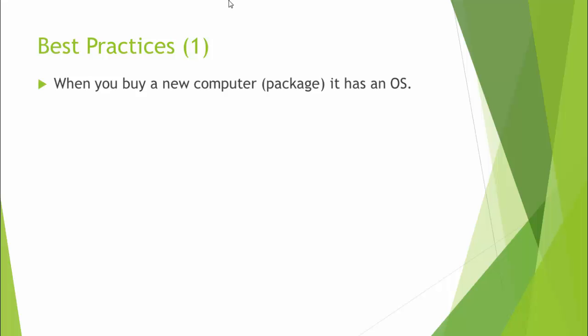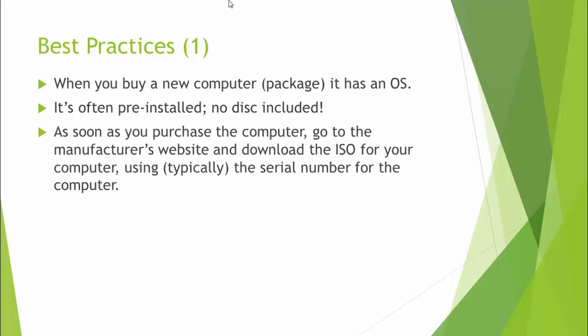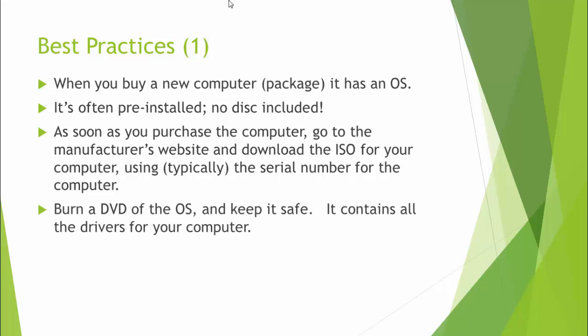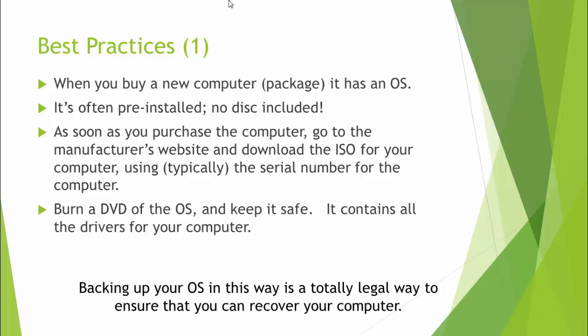So if you buy a computer package, it'll almost always be bundled with an operating system. It'll often be pre-installed, so the disk is not shipped with the computer. This is just to save cost. As soon as you purchase that computer, you should go to the manufacturer's website, not Microsoft. Go to the manufacturer's website and download that ISO for your computer. You'll need the serial number for your computer to do so. Burn a DVD of that operating system, keep it safe. It has all the drivers for your computer as it came shipped from the manufacturer, and it's the easiest way to get your computer up and running quickly.